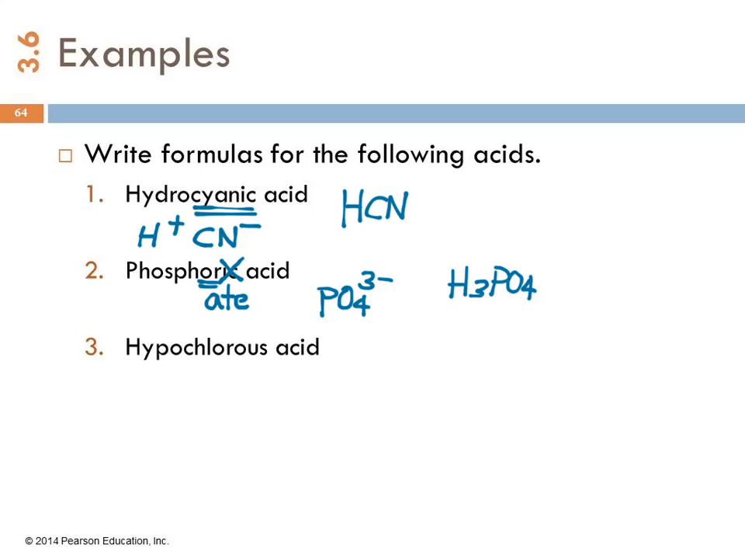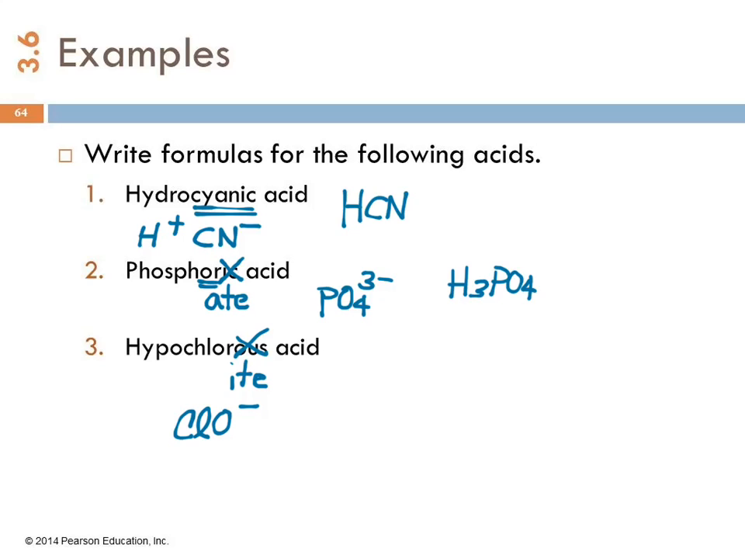How about hypochlorous acid? Oxyacid or binary? Oxyacid. Hypo, similar to hydro, but not the same. So this is an oxyacid. Ous gets changed to what? Ite. So this is from hypochlorite. What's the formula for hypochlorite? ClO minus.